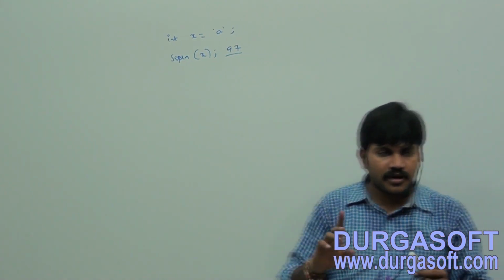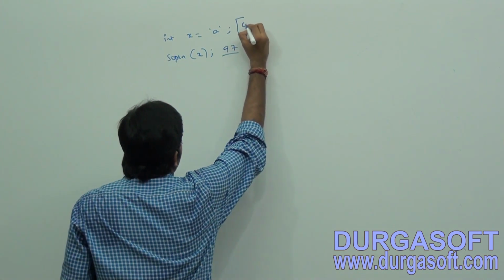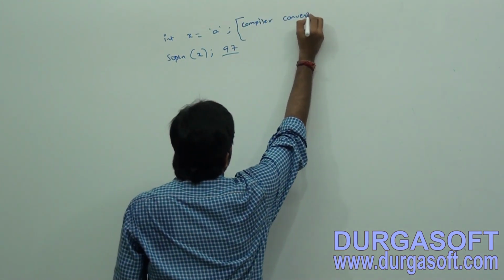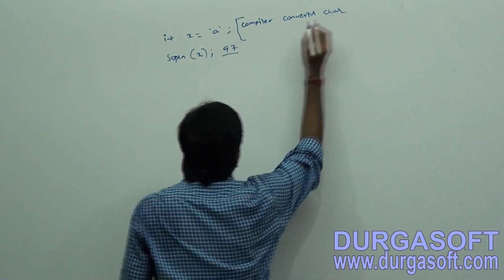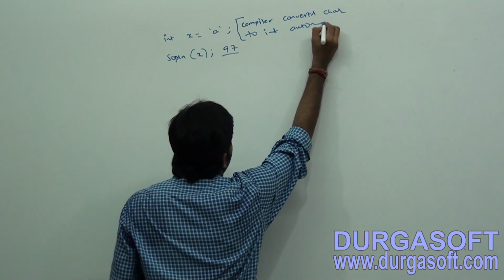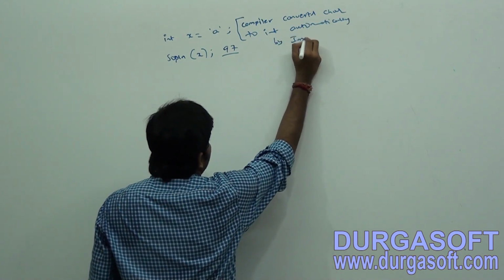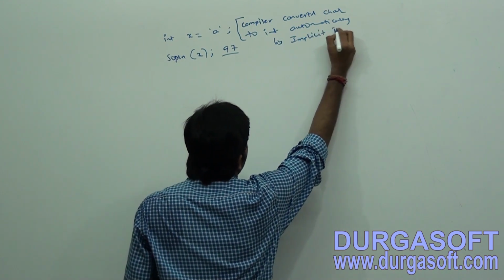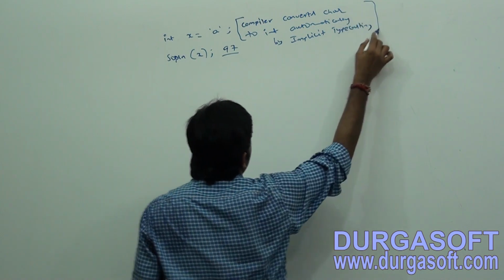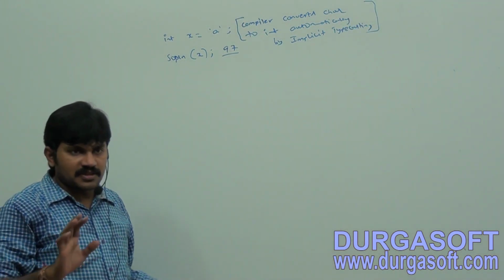Are you getting the point, right? Okay, now observe this one. Internally the compiler converts char to int automatically by implicit typecasting. This type of conversion is by default considered as implicit typecasting.